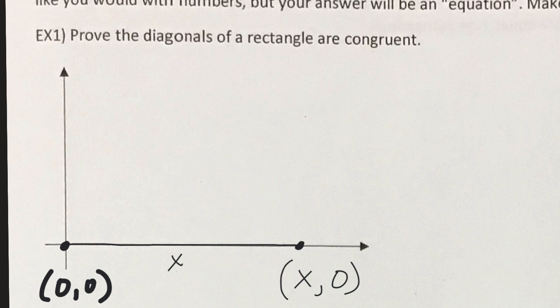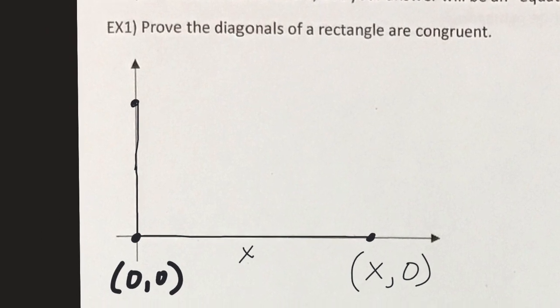Now let's draw the vertical side of our rectangle. You know it has to have a 90-degree angle, so there we have it along your y-axis. Since we're going vertically, what letter should we use to represent this length? Probably y would be a good one, but once again, you can use whatever letter you want. So what are the coordinates of this point here? 0 in the x and some random length y.